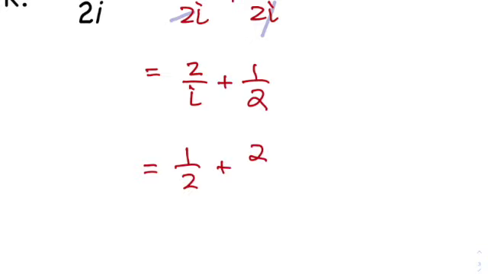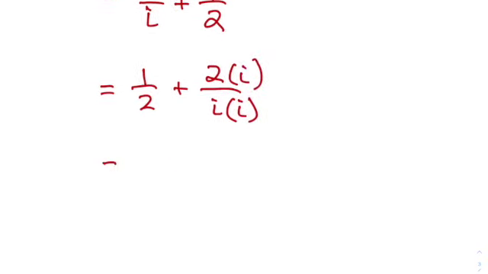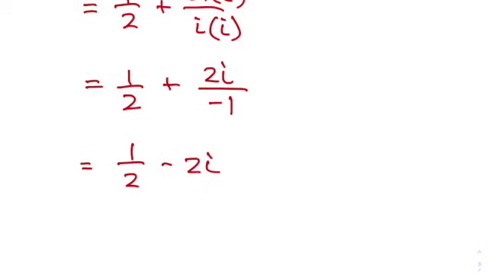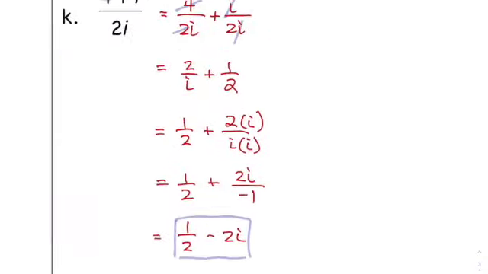Now 2 over i, you cannot have that, so you're going to multiply top by an i, bottom by an i. And then when you do that, that's going to be equal to half plus 2i over -1. And because of that, that's going to be half minus 2i, because a negative and a positive become a negative, and 2i over 1 is just 2i. So that will be your answer for this letter, half minus 2i, and that's letter K.